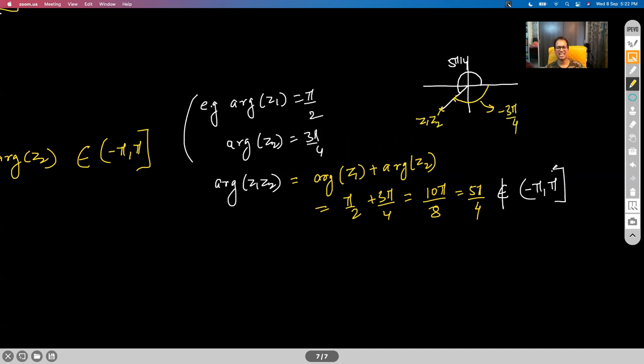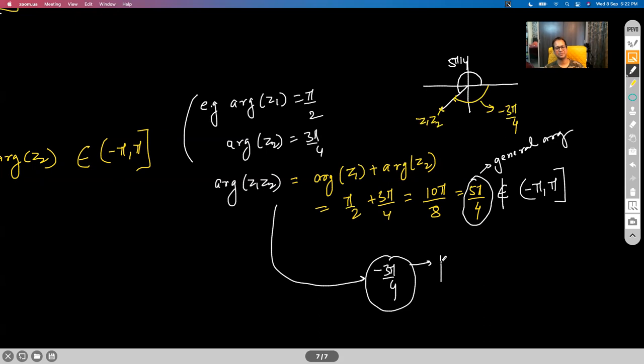So you should state your answer as minus 3 pi by 4, because this is a general argument. You should not state the general argument. You should always state the principal argument, which is this one. Please ensure whenever somebody asks you the argument, as a convention, we always give the person the principal argument. Don't give some arbitrary large angle, like the general argument. I always want the principal argument.